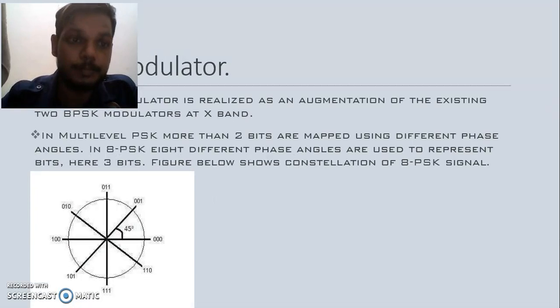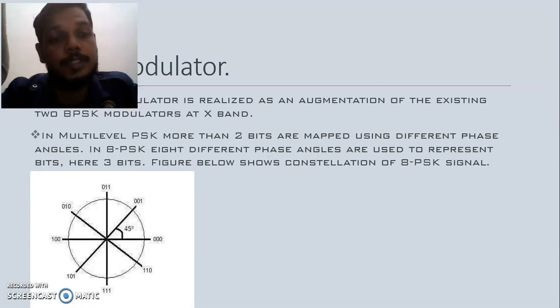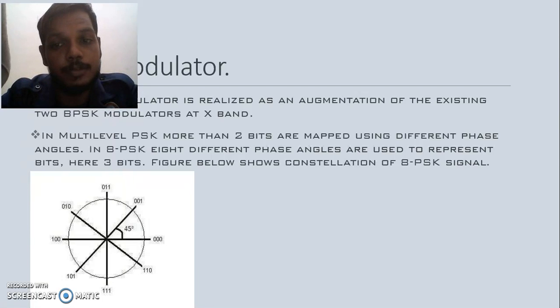Next, what is an 8PSK modulator? The 8PSK modulator is realized as an augmentation of the existing 2BPSK modulator at X band. In multi-level PSK, more than 2 bits are mapped using different phase angles. In 8PSK, different phase angles are used to represent bits, which is 3 bits. The figure below shows the constellation of the 8PSK signal.